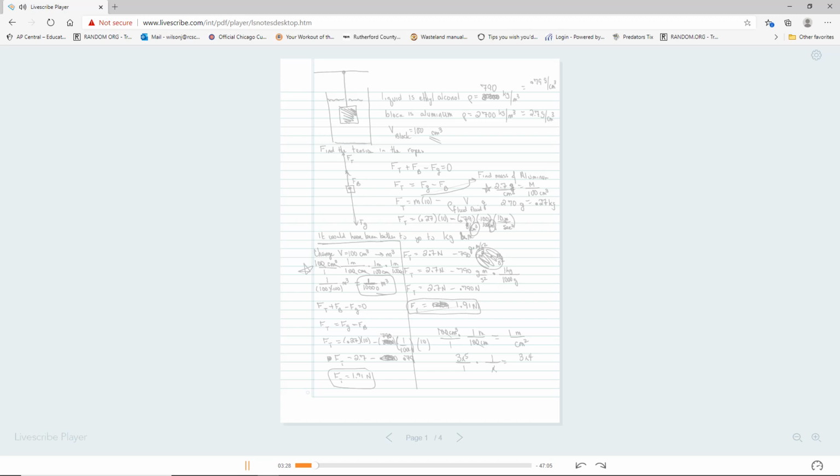So I get, for my density of my wood, 700 times 1,000 times 1 times 1 times 1. And on the bottom we have 100 times 100 times 100.